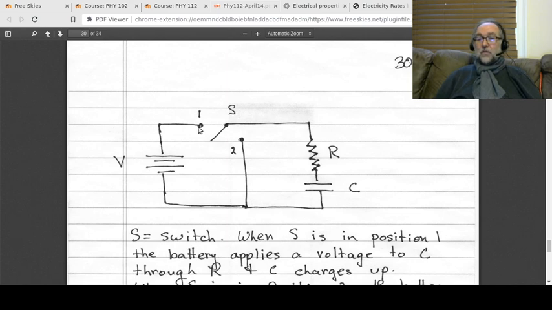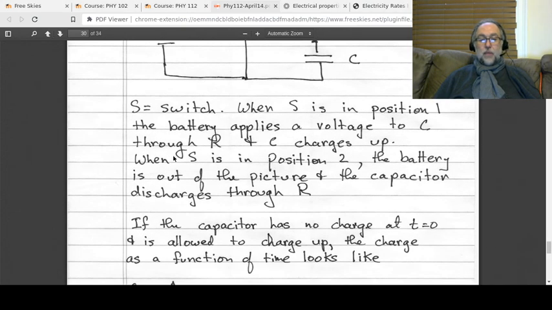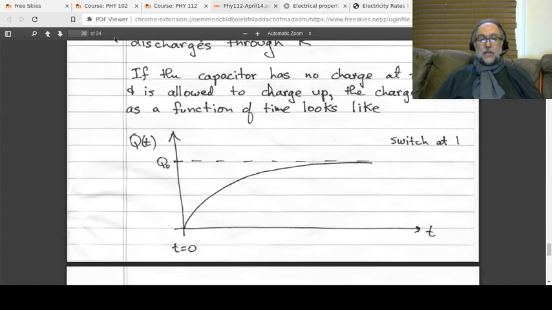At that point, you can flip the switch from position 1 to position 2. When it's in position 2, just ignore the battery. It's out of the circuit. Now all you have is the R and the C in the circuit. And guess what the capacitor does? The capacitor says, now my electrons from one side can flow through the resistor to the other side, and the capacitor discharges. So when the switch is in position 2, the capacitor is discharging. When the switch is in position 1, the capacitor is charging. So there you go, there's an RC circuit in both possible cases of charging up and discharging.